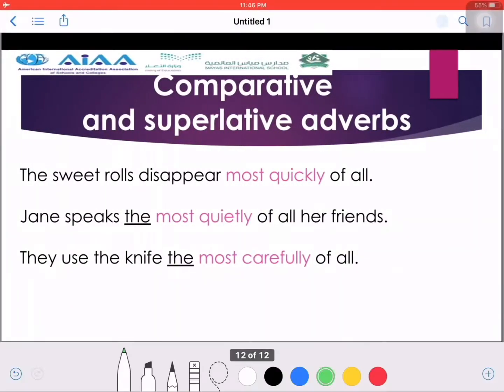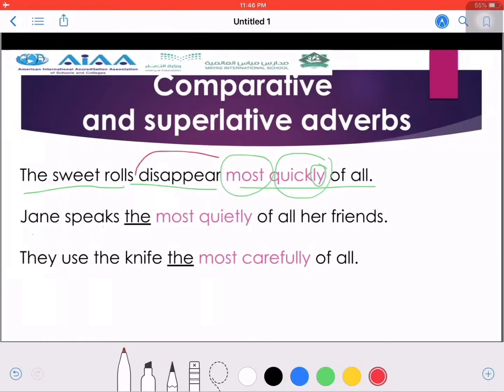Here, let's see some examples. The sweet rolls disappear most quickly of all. So here, most quickly, because quickly ends with ly. Jane speaks. Here, let's circle the verbs: disappear, speaks, use. So here are the adverbs that we want to compare, the way that this is done.